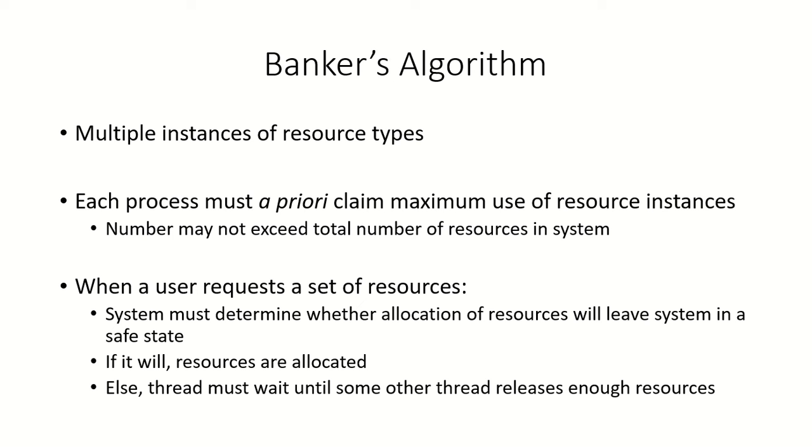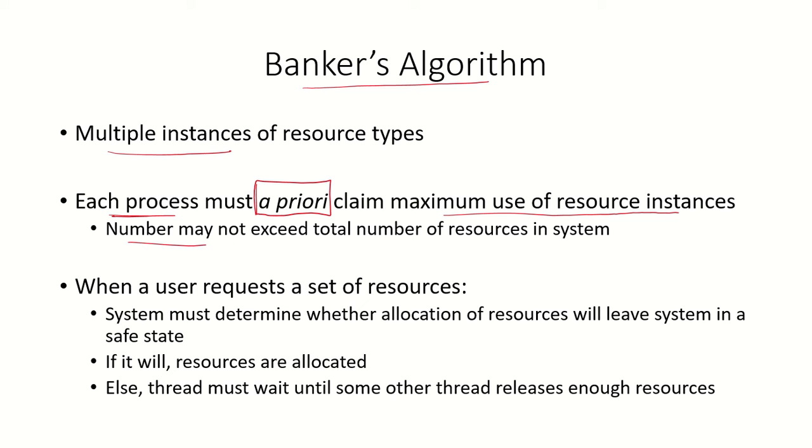We have seen earlier that a resource allocation graph can be used for deadlock avoidance if there are single instances of resource types. But if there are multiple instances of the resource types, then Banker's algorithm can be used for deadlock avoidance. Also, avoidance algorithms require that each process must a priori claim the maximum number of resource instances it will be using. That means each process, before beginning its execution, has to declare and claim that this is the maximum number of resource instances it might use during the course of its execution.